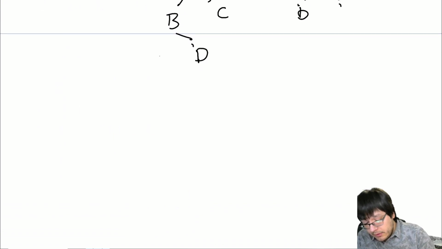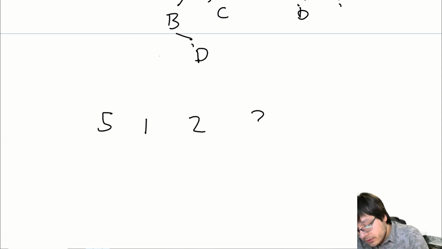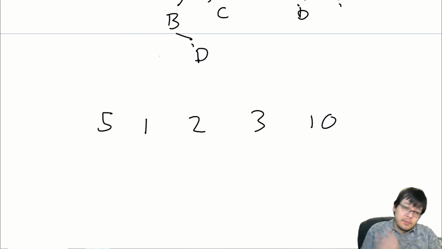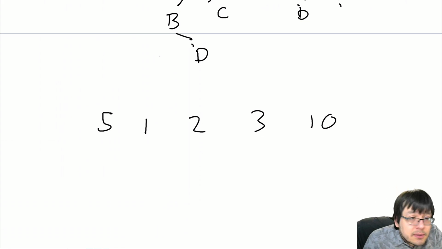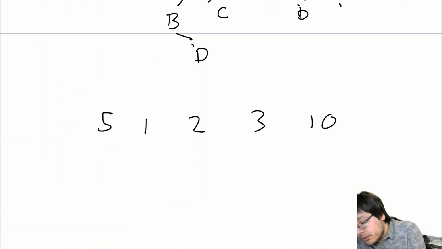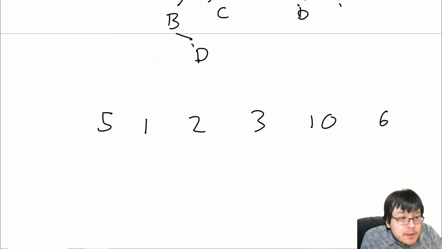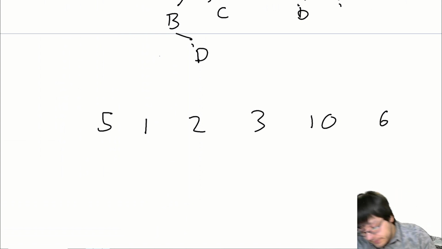So let's go ahead and throw in maybe five numbers so we don't make it too big. So 5, 1, 2, 3, and maybe 10. And then let's go ahead and build a min heap or max heap. Which one do you want? Tell me which one you want to make and then we'll do that. Max, okay, we got max.